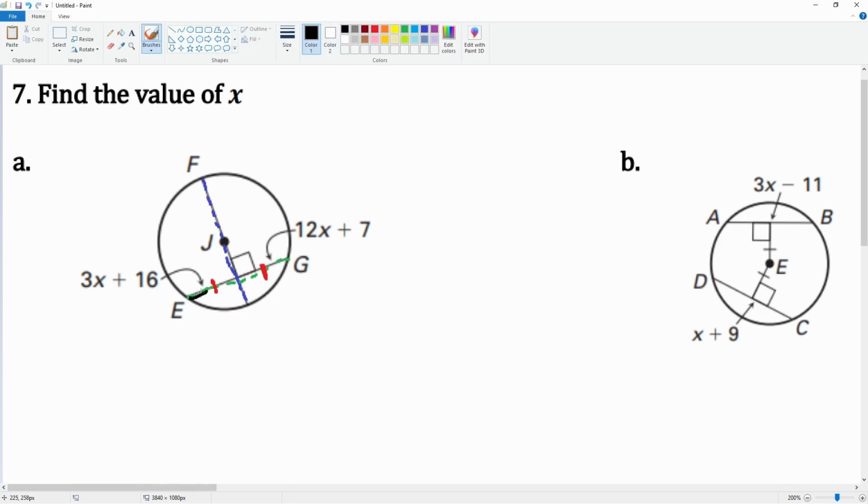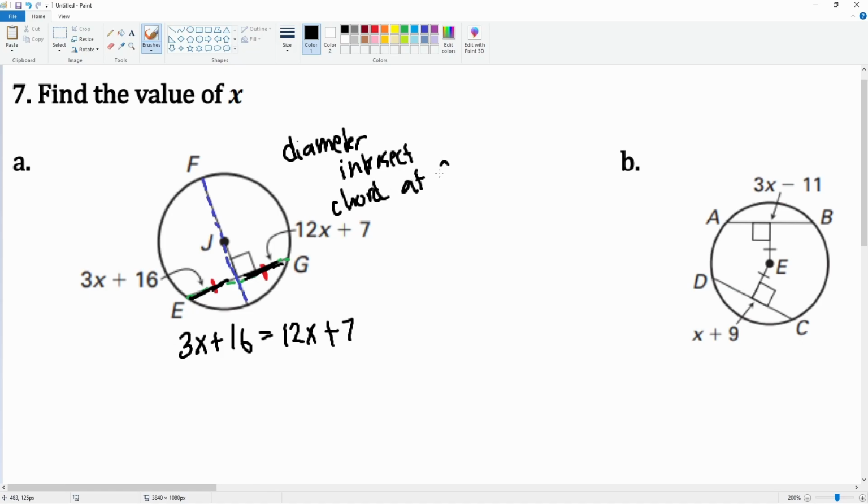So that means this part here, which is 3x minus 16, has to be equal to this part here, which is 12x plus 7. This is only when a diameter intersects a chord at 90 degrees. Okay, that is only true here.